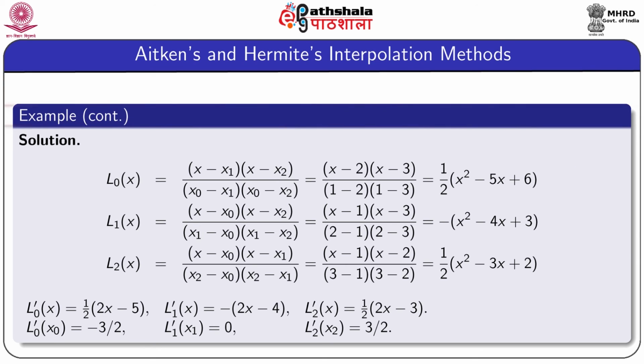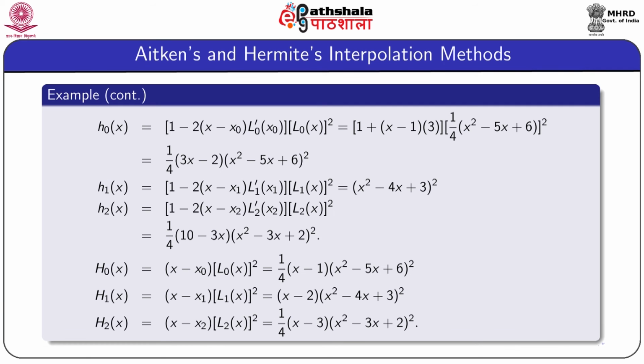Now, the first derivative of L0 at x is equal to half into (2x − 5), and the first derivative of L1 at x is equal to minus of (2x − 4), and the first derivative of L2 at x is equal to half into (2x − 3). Thus, the value of the first derivative of L0 at x0, which is required, is equal to minus 3 by 2, and the first derivative of L1 at x1 is equal to 0, and the first derivative of L2 at x2 is equal to 3 by 2.